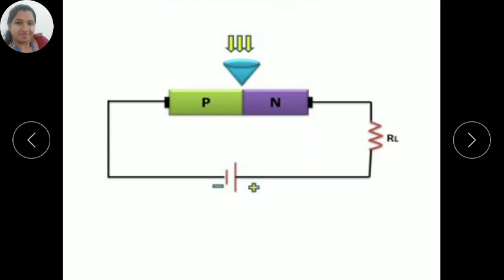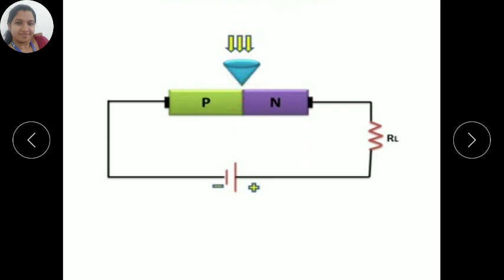So what is reverse biasing? When p is connected to the negative terminal, in p region holes are the majority carriers. All the holes go to this negative terminal. In n region, electrons are there. All the electrons move towards the positive region. So the width of depletion layer increases, and at this time the light energy is incident on the junction.